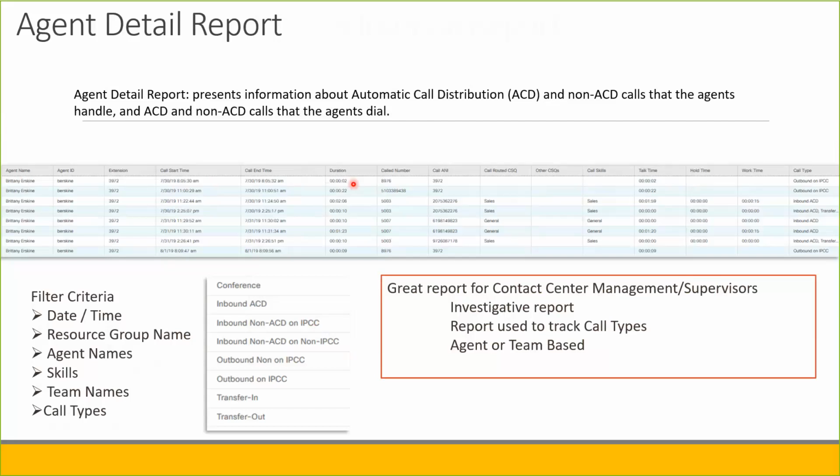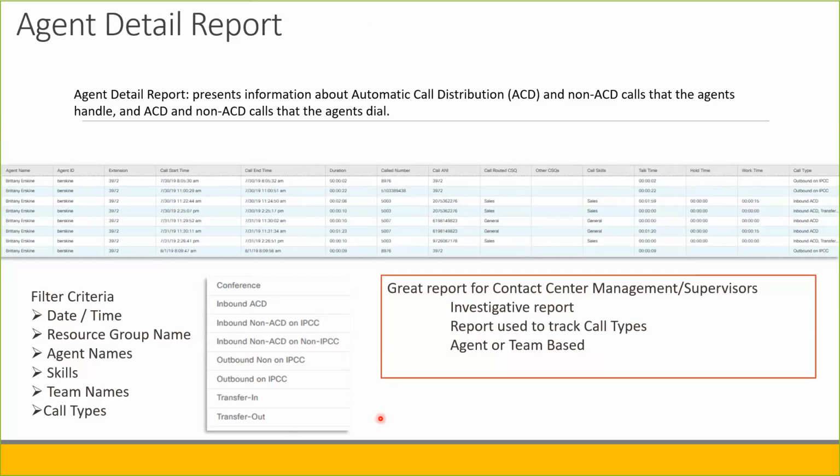I had mentioned earlier, on the call summary report, that we have a quick view of outbound. One of the things you could look at, sort by and filter by in this report, in the filter parameters, is call type. And I've included a screenshot that calls that out right here.